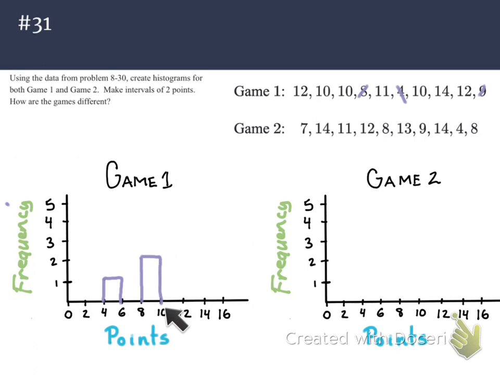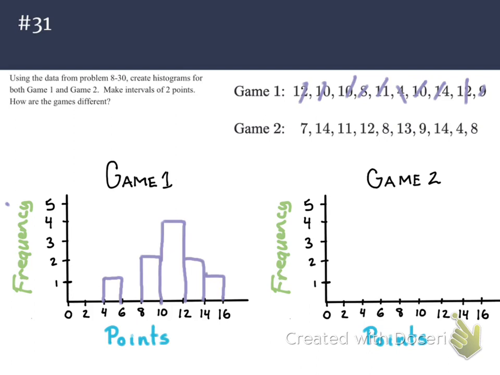Okay, my next bin, I'm looking for numbers 10 and 11. So I have 1, 2, 3, 4 numbers there. So my histogram is going to go all the way up to 4 for the 10 to 12 bin. Next bin, I'm looking for numbers 12 and 13. I have a 12 and another 12, so this one's going to go up to 2. And then lastly, do I have anything between 14 and 16? Yes, I have 14, so 14 is going to go up to a frequency of 1. Okay, so that's what game 1 would look like.